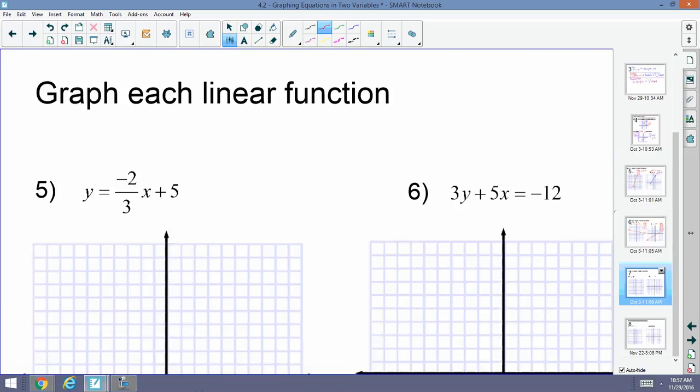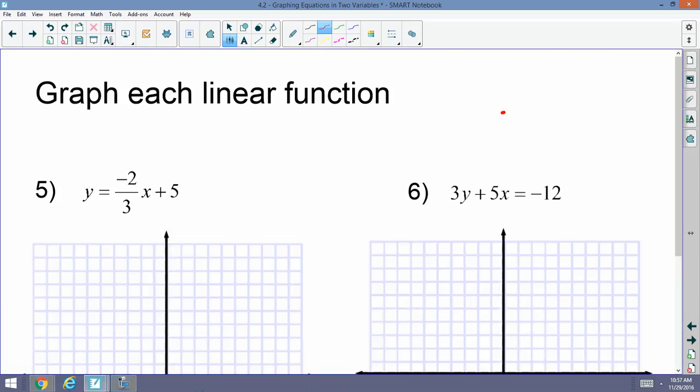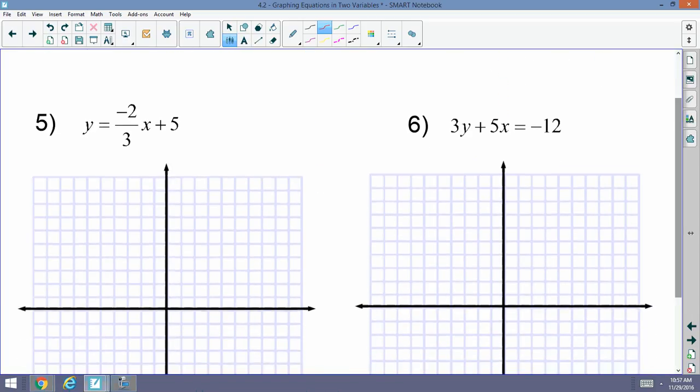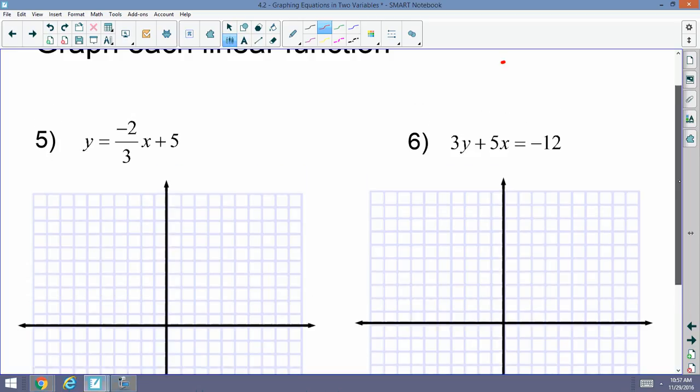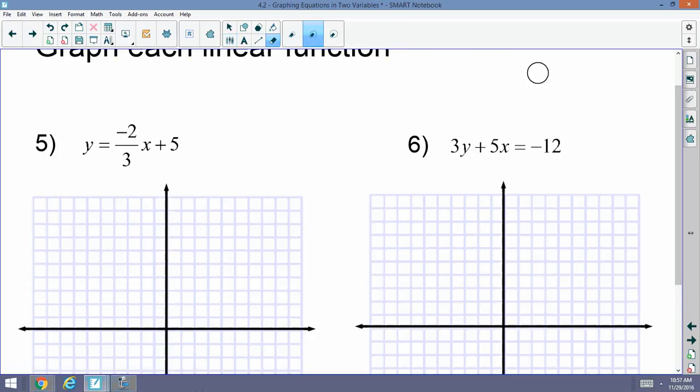Okay, how about this? Actually, 5 is the same thing. You can do that on your own. What about 6? It's in standard form, but can I use the x and y intercept method here? No, I can't. So what do I have to do? Solve for y.